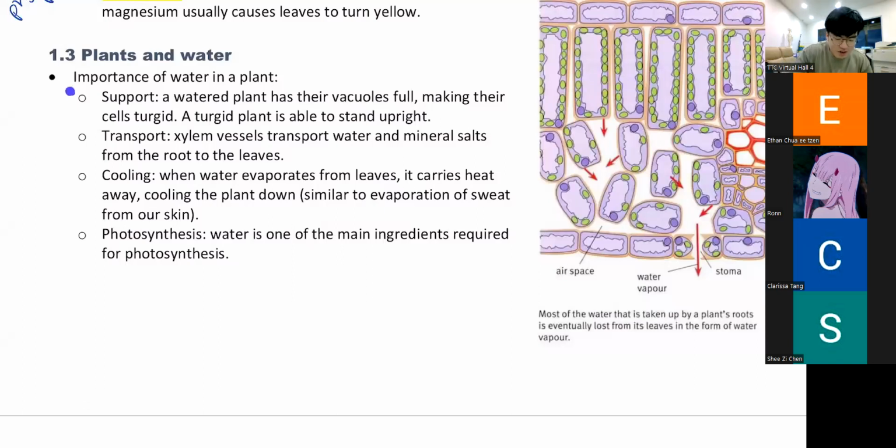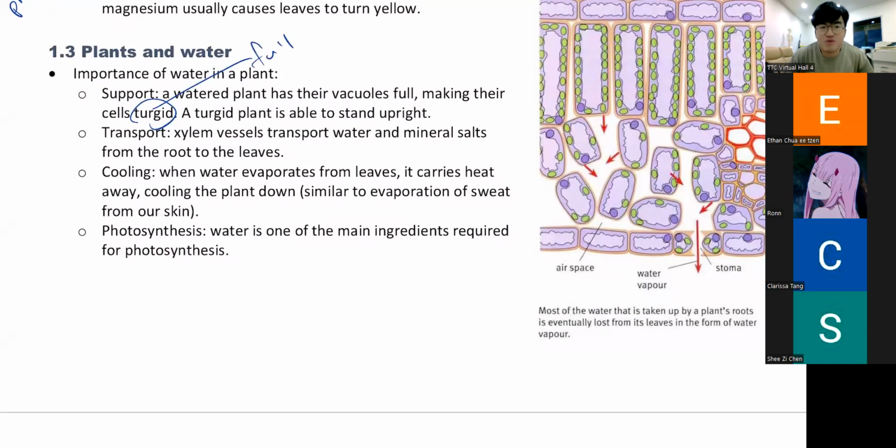So the importance of water in plants. Why do we water a plant? Number one is for support. A watered plant has its vacuoles full. Do you know what a vacuole is? Vacuoles are these big squarish things in a cell. When you water a plant, the vacuoles become full and they will become turgid. What does turgid mean? Turgid means full. If a plant cell is full, it will be turgid and will be able to stand upright.